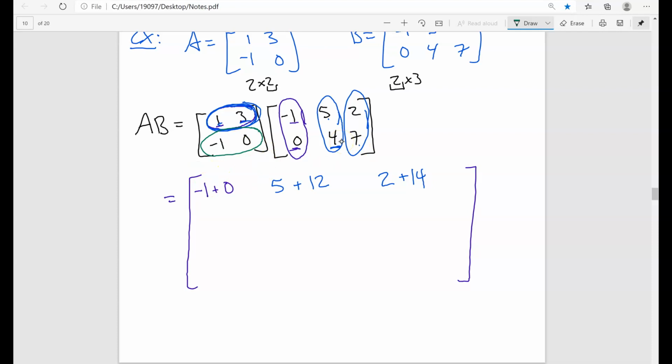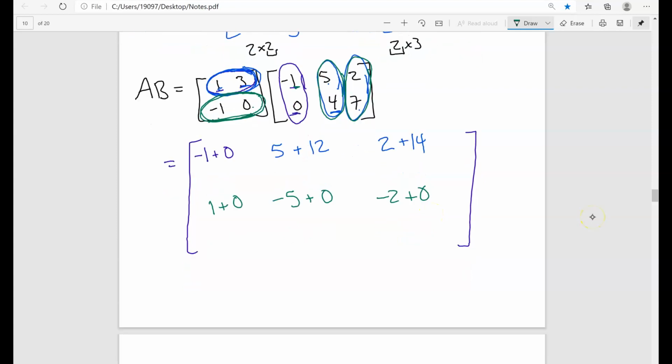And we're going to do the same thing. So negative 1 times negative 1 gives me positive 1. And then 0 and 0 is just going to give me a 0. So same row again, now the next column. Negative 1 times 5 gives me negative 5. 0 times 4 is just going to give me 0. And then you're going to do the same thing, negative 1, 0 with 2, 7. So that's going to give me negative 2 plus 0.